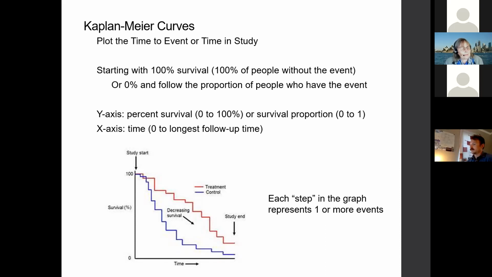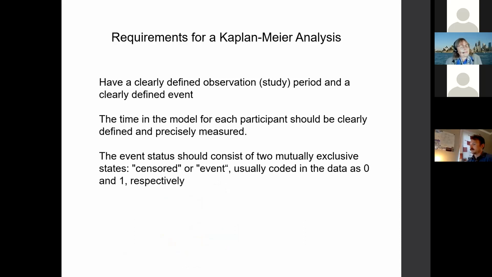And overall, I mean, in our own personal survival curves, everybody dies at the end. So if you follow people long enough, you'll eventually get to 0. But fortunately, that doesn't always happen in terms of the study periods.